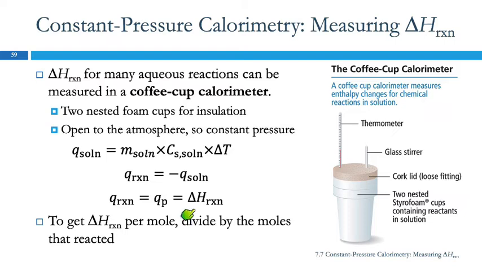Delta H is usually expressed in joules or kilojoules per mole. And so what we're going to do to get that per mole, like we did in the previous example, is figure out how much stuff reacted and convert that to moles and just divide the energy by the moles.